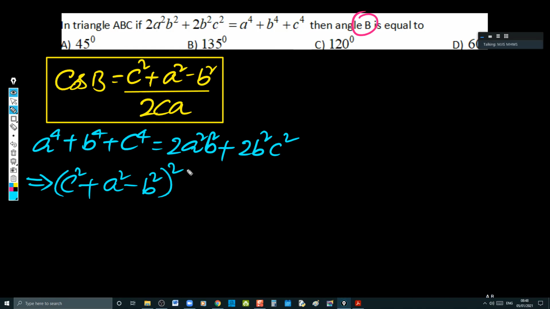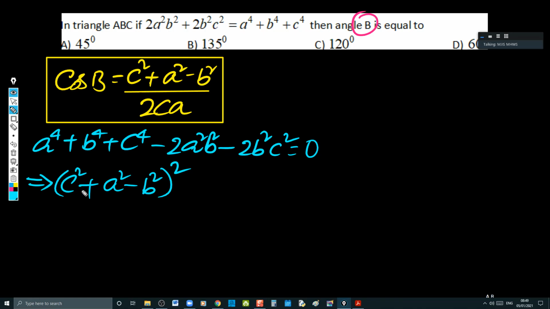Let me check whether it suits the given relation or not. I think one more term is missing there. I'm getting that RHS to LHS, and to make it a perfect square.